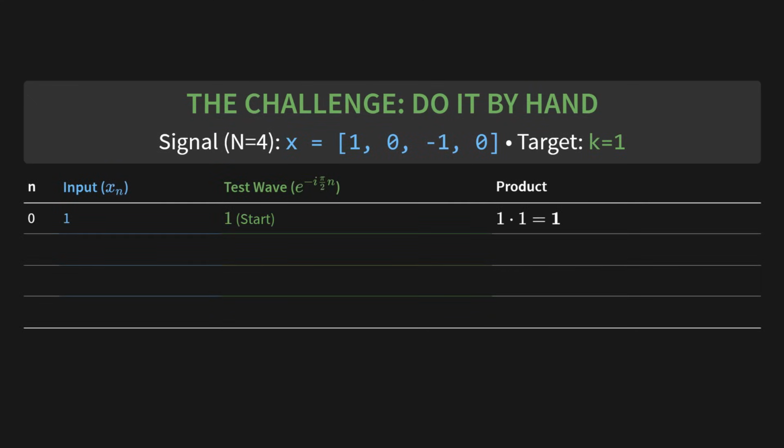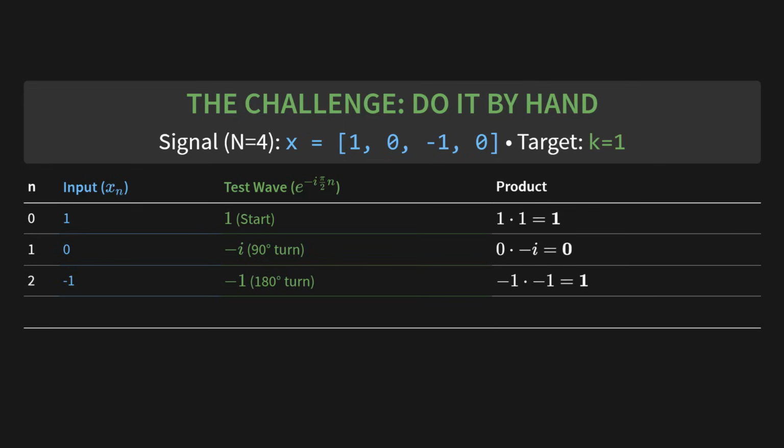Okay, let's start at time n equals 0. Our input signal, x sub 0, is 1. The test wave at time 0 always starts at 1, so the product is 1 times 1, which is 1. Got it. Next, n equals 1. The input signal is 0. The test wave makes a 90-degree turn to negative i, but it doesn't matter what the test wave is, because 0 times anything is 0.